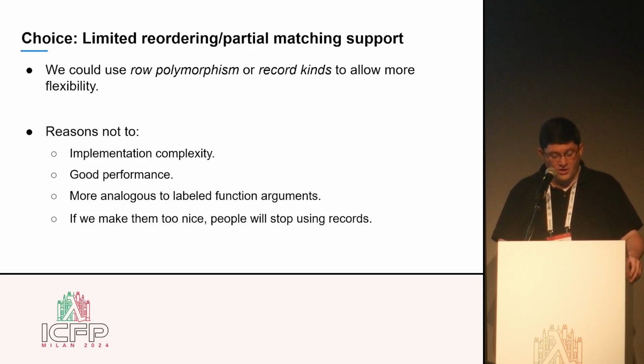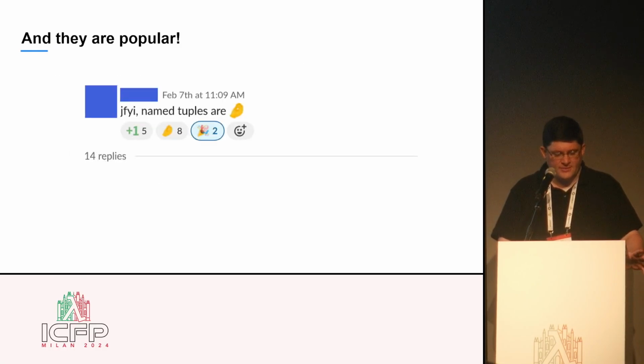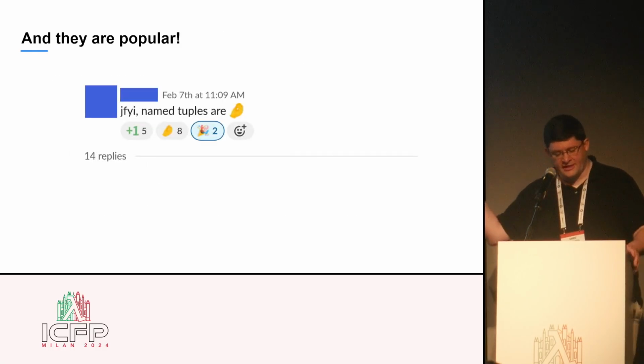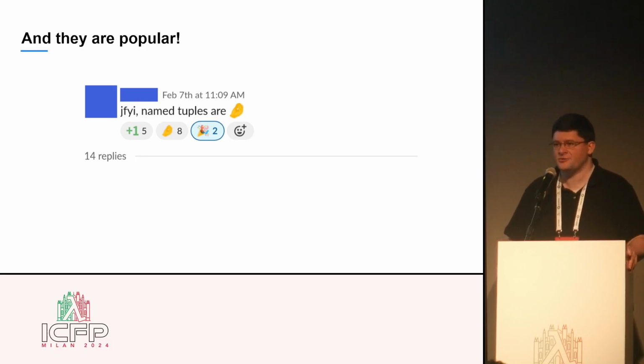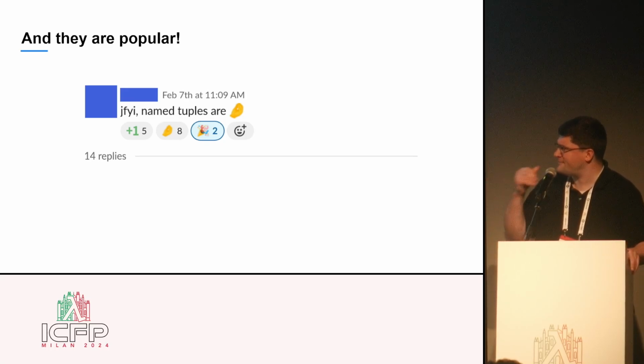Okay. Also, one thing to say is, I think these choices are reasonable, in particular because this has proved to be very popular. So here's a message that we got sent on Slack shortly after shipping this. I feel very good about this. I've blocked out this person's name for privacy reasons. And ironically, they got the name of the feature wrong. It's labeled tuples, not named tuples, but that's fine. But people are generally excited about this.